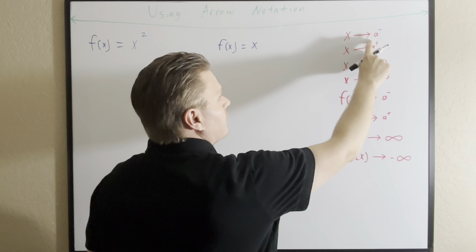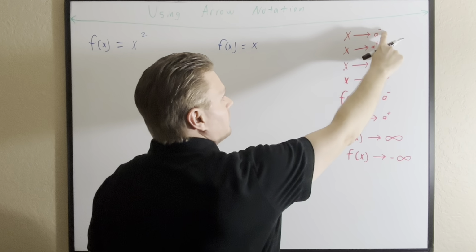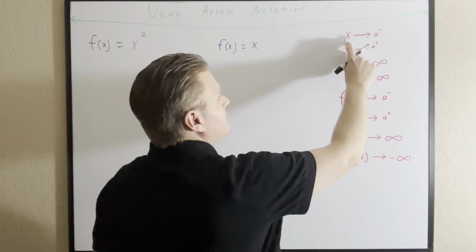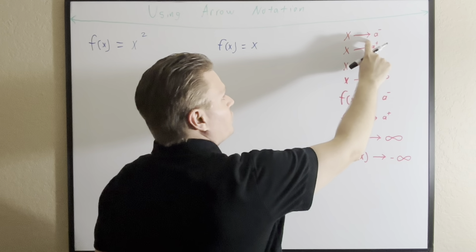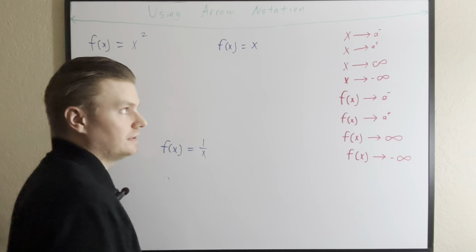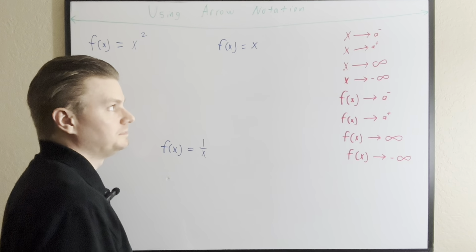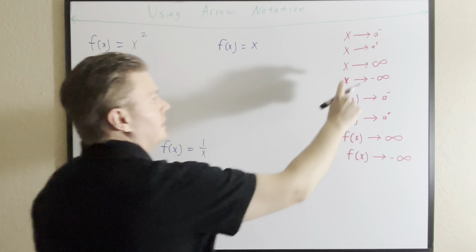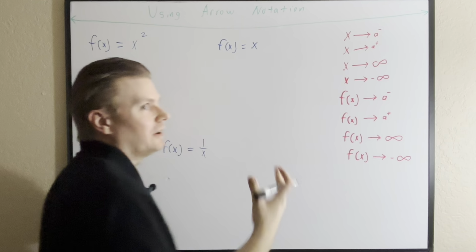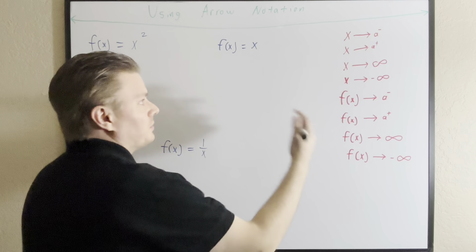X arrow A with the little minus sign there. What does that mean? It means X approaches A from the left. And this is X approaches A from the right. Now, what do I mean when I say from the left or from the right?